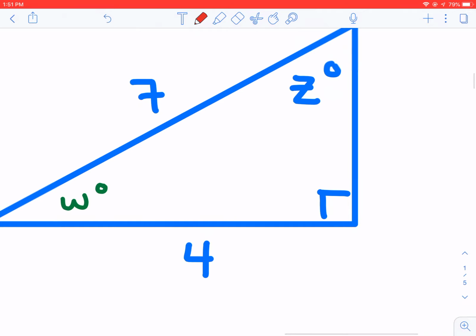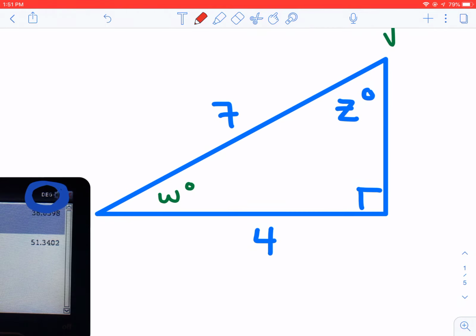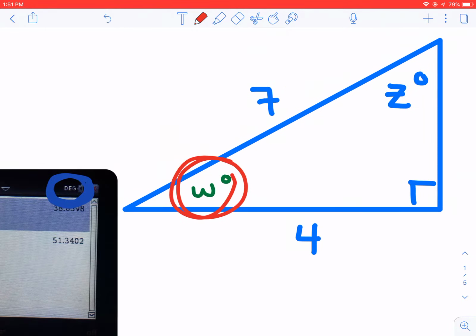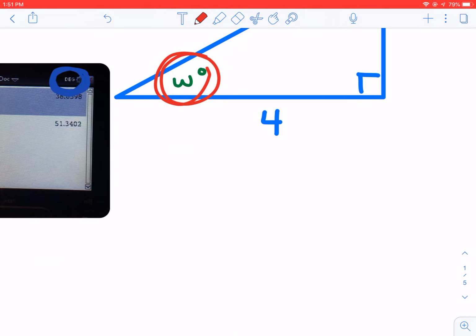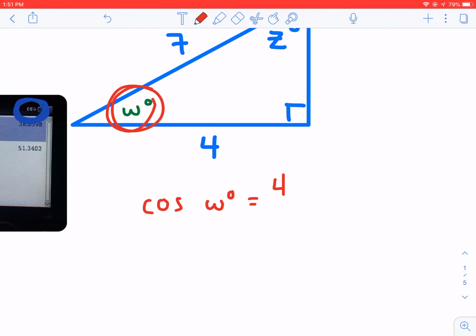Same thing here. If you want, you can use Pythagorean theorem to find that missing side length, and we can use tangent again. But with the sides they've given us, if I'm looking for the measure of angle W, well, in this case, this would be the adjacent side, and 7 would be the hypotenuse. So I would be using cosine. I can say the cosine of this angle W gives us a ratio of adjacent to hypotenuse of 4 to 7.